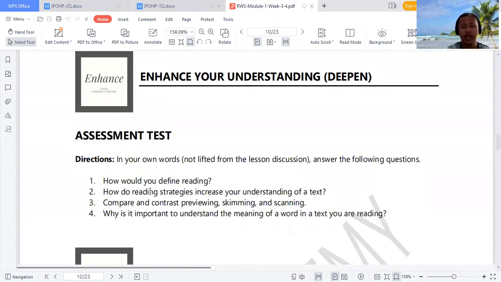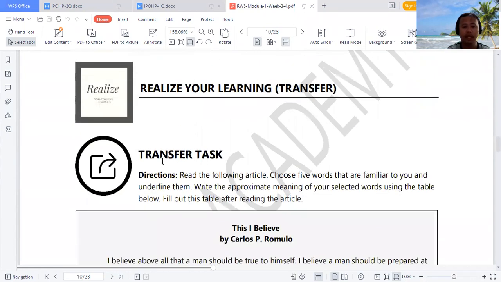Okay, enhance or deepen your understanding. So you are going to answer also the 4 questions here. How would you define reading? How do reading strategies increase your understanding of a text? And number 3 and 4 as well. Okay, so transfer. All right.